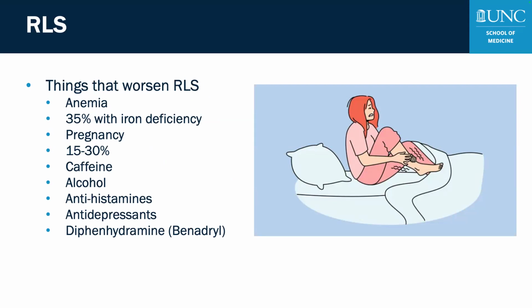Pregnancy: you may have only had it when you're pregnant. During pregnancy, you had restless legs, and once you gave birth, it went away. This occurs in 15 to 30% of patients that are pregnant. Also, things that worsen it: caffeine will worsen RLS symptoms, alcohol will worsen RLS symptoms, antihistamines, antidepressants, and diphenhydramine.